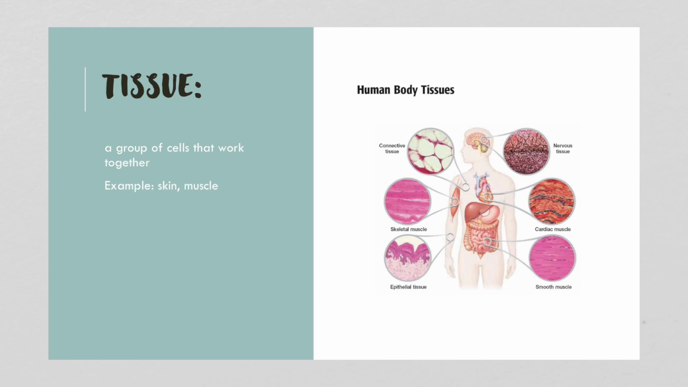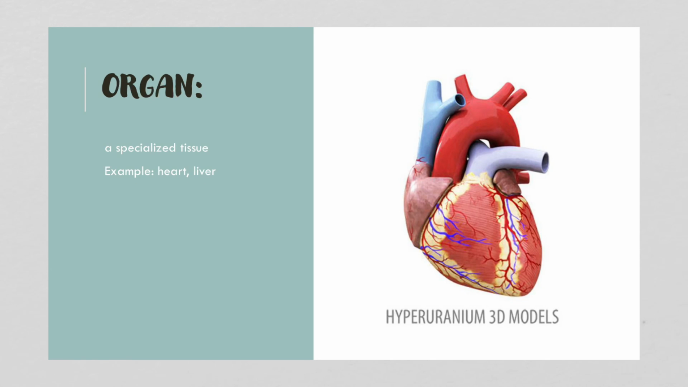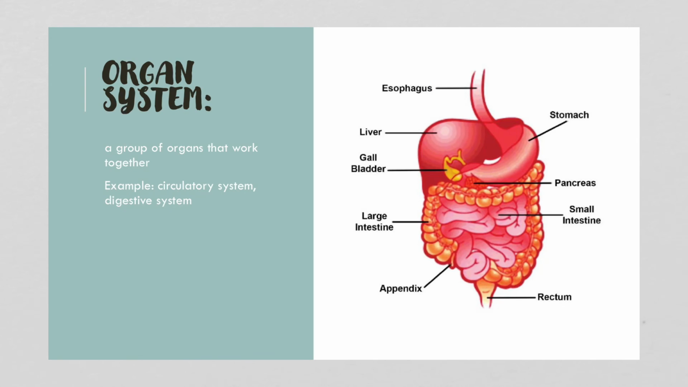Cells will group together into tissues. Tissues are groups of cells that work together. So your skin, your muscle, connective tissue, your nervous tissue, and so on. Organs are specialized tissues that perform a specific job. So your heart or your liver or your stomach or your pancreas are all examples of organs. Organ systems are groups of organs that work together. So your digestive system or your circulatory system, they all work together.